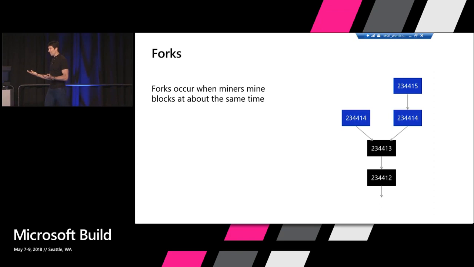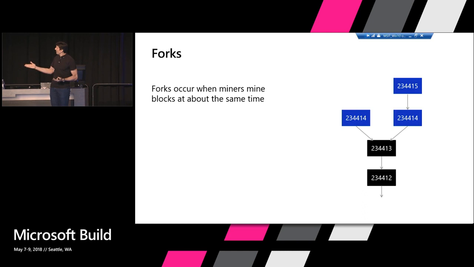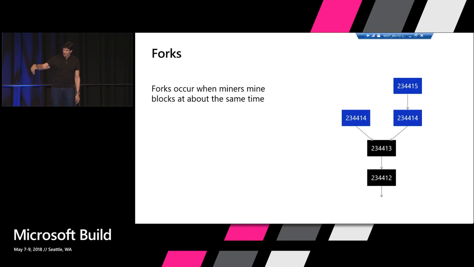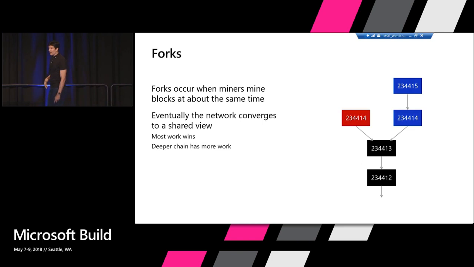And the next block that shows up in this picture is block 2, 3, 4, 4, 1, 5 that points at 2, 3, 4, 4, 1, 4. And so what you would do is say, oh, this is the block that I think is going to win. So what I'm going to do, if you're a miner, is mine on top of that and try to create the next block that is on that part of the fork. The winner here is the longest chain.